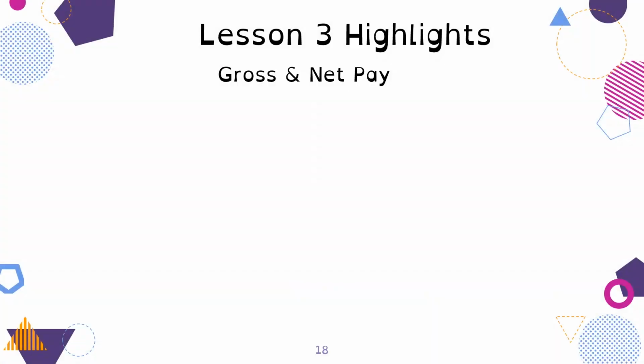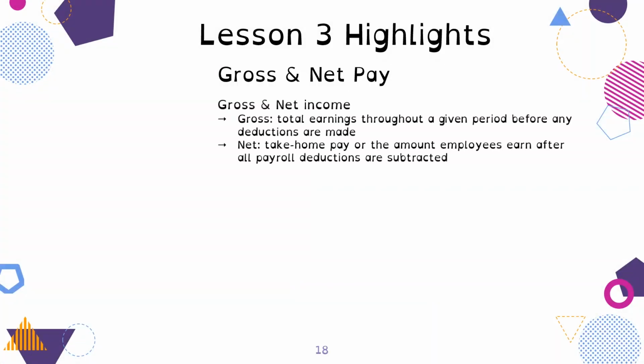And then our third lesson this week was gross and net pay, so gross and net income. Gross is your total earnings throughout a given period before any deductions are made. So this is just based on that hourly or salary base, how much you're getting paid. And then your net is your take-home pay, the amount that employees earn after all payroll deductions are subtracted. So net is what you actually take home. Gross is what you actually make.